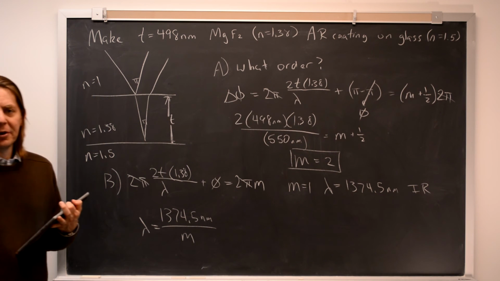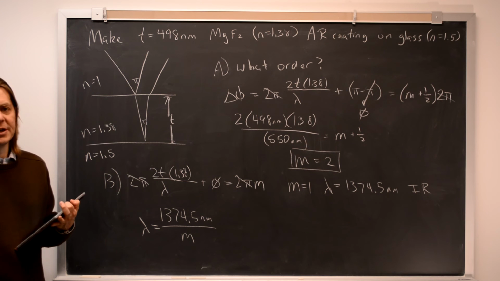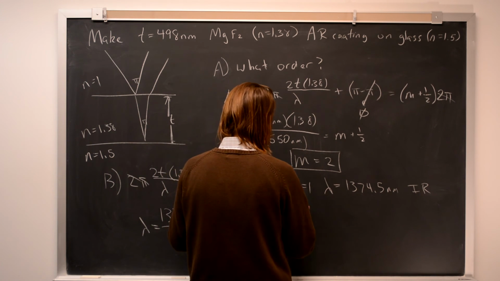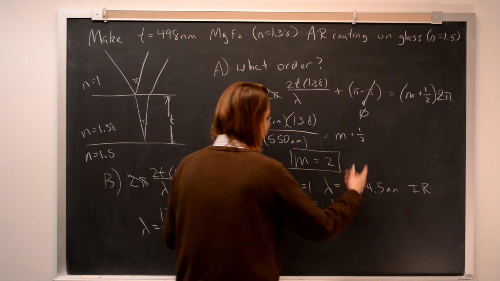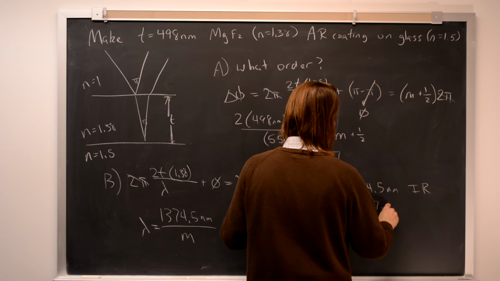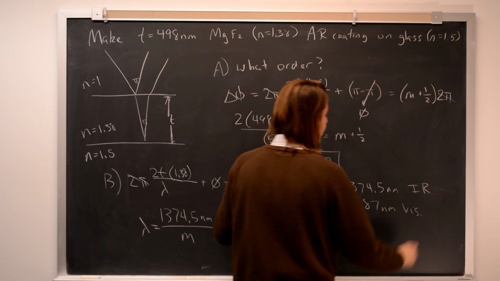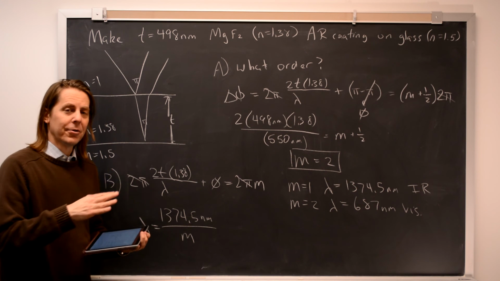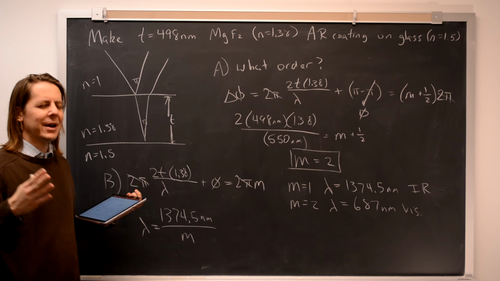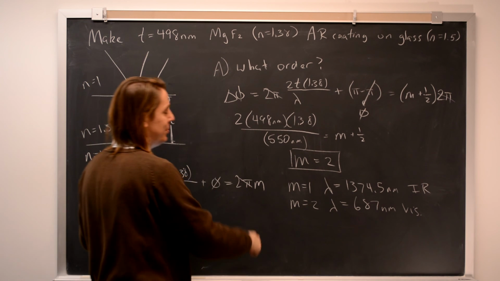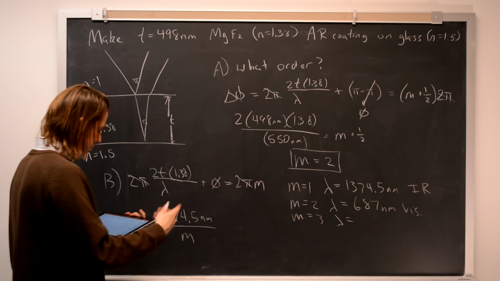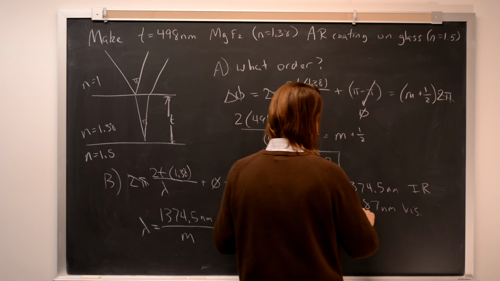But that's fine. If your anti-reflection coating reflects some infrared light, who cares? Because you can't see it. So we're assuming this is of interest for visible applications. M equals 2. Lambda, divide that number by 2, and you get 687 nanometers. Uh-oh, that's a problem, because that's in the visible. So making this thing thicker collapses the spectrum a little bit, and instead of the constructive interference being outside the visible, now this one showed up inside the visible. What about m equals 3? Lambda, just divided by 3, is 458 nanometers.